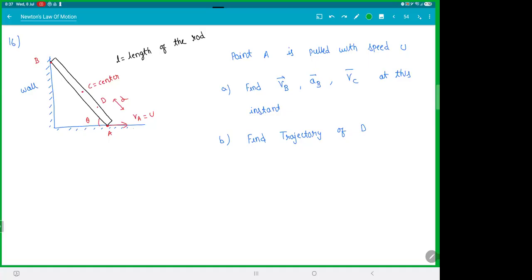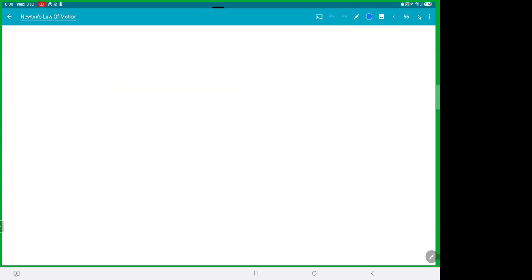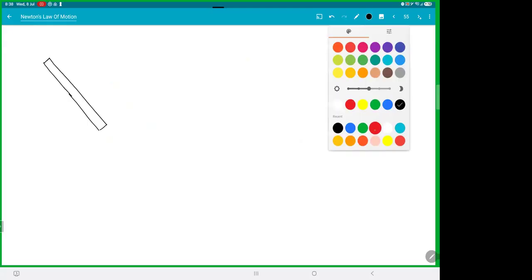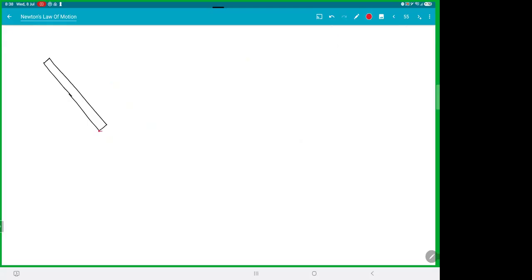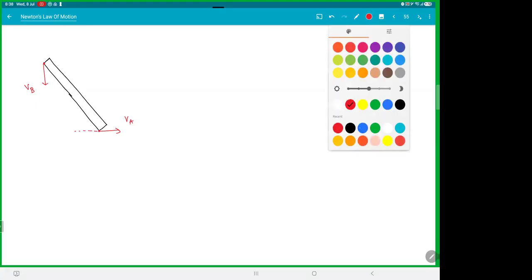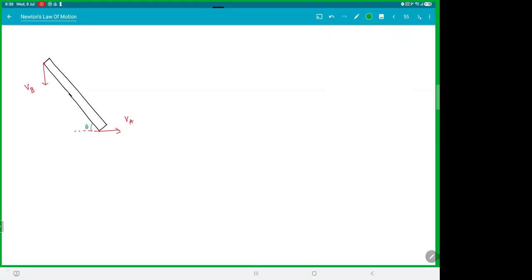Let's see the velocity part. That's the easy one. So if you got a rod, it's a rigid rod. So velocity along the rod must be same. So this point A is going this way. This be VA. B is touching the wall, so it has to go down. This is VB. So this angle is theta.